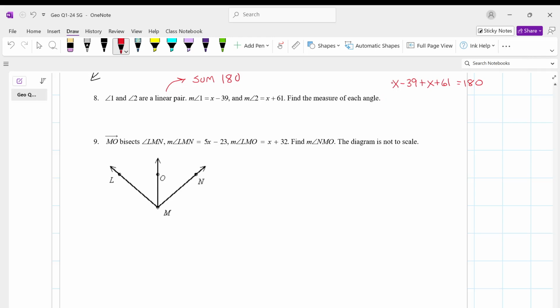So we're going to combine like terms. We've got an x and another x, that's 2x. Negative 39 plus 61 is a positive 22, equal to 180. Subtract 22 from each side. So our 2x is equal to 158. And then divide by 2. So our x equals 79.